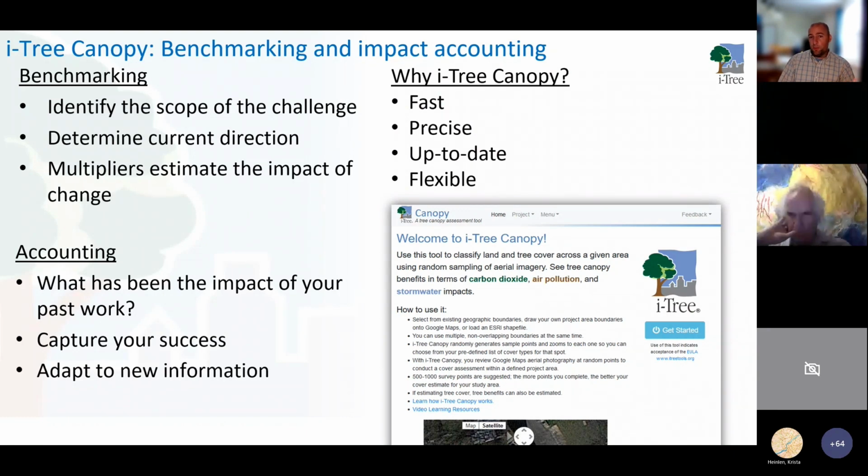It's some of the most up-to-date canopy cover information you can get because we're using those Google Maps, especially in the States here. You're almost never going to be older than 2 or 3 years with that Google imagery. And it's super flexible. You can do all sorts of boundaries. You can look at all sorts of areas of interest. So it's a really nice tool to do some of that benchmarking to feed into any funding opportunities you're looking into.